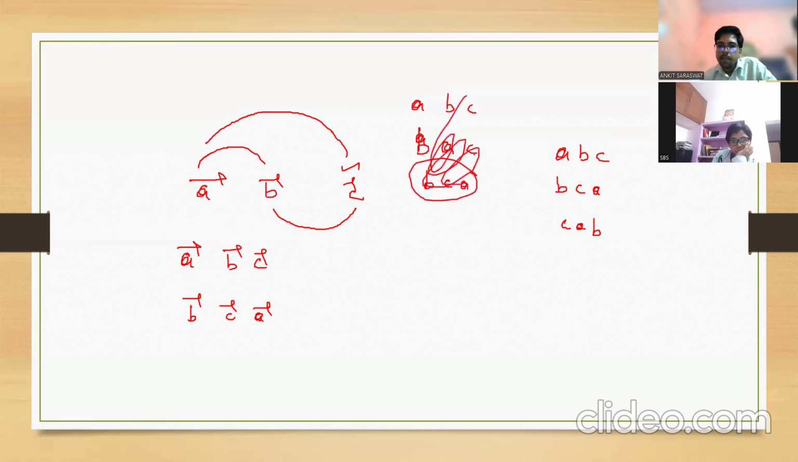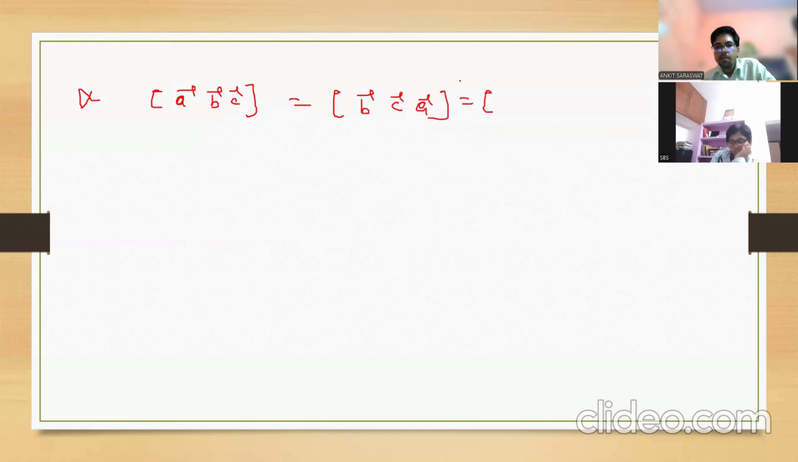If I write simply box A, B, C, these are equal. Remember one thing: box A, B, C, box B, C, A, box C, A, B. You should remember this. These three are equal, but the order should be there. First you write A, B, C, then B, C, A, then C, A, B. Clear?